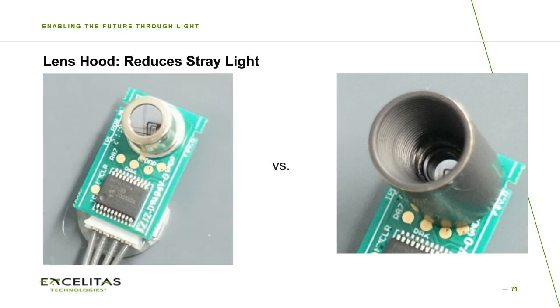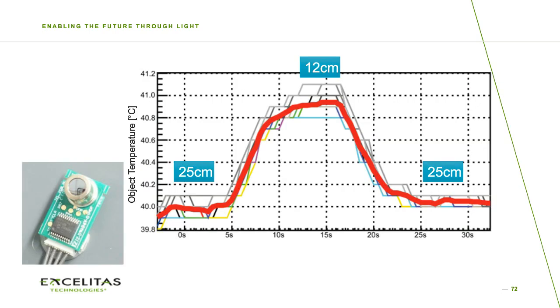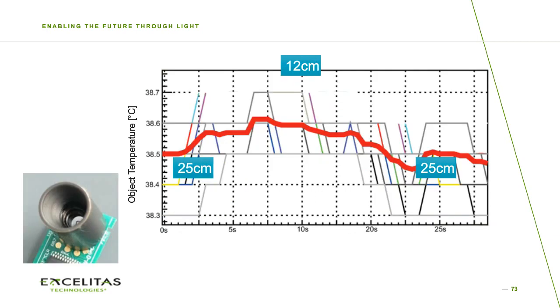I can actually show you what it means and how much it differs with and without the lens hut. Here you can see a measurement over time of a sensor looking at a flat black body with a 50 times 50 centimeter surface. You go from 25 centimeters to 12 centimeters, and you can see that the temperature changes by almost 1 degree C. Applying this lens hut reduces this effect to something like 0.1, 0.2 degrees C. So really a tremendous improvement with the lens hut.